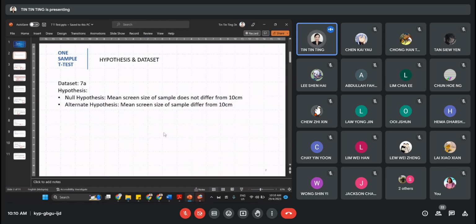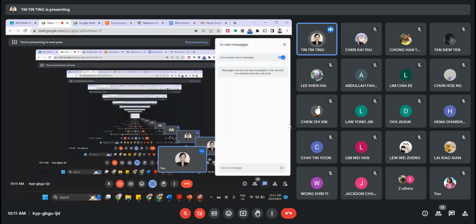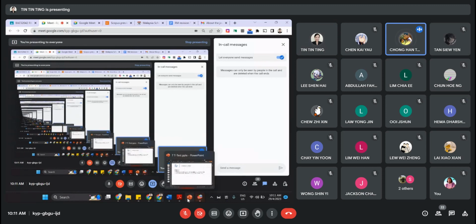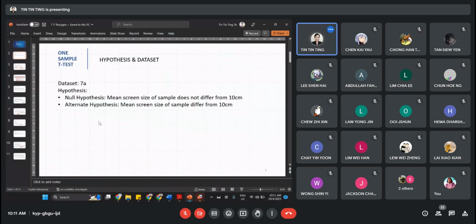If it is not significant, which one shall we accept? Null or alternate hypothesis? If the SIG is larger than 0.05, it means it's not significant. Yes, we should accept the null hypothesis and reject the alternate hypothesis.